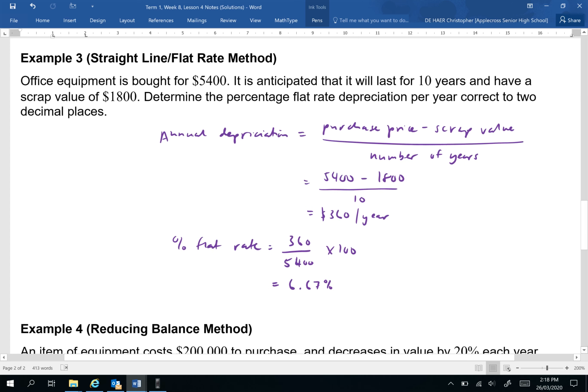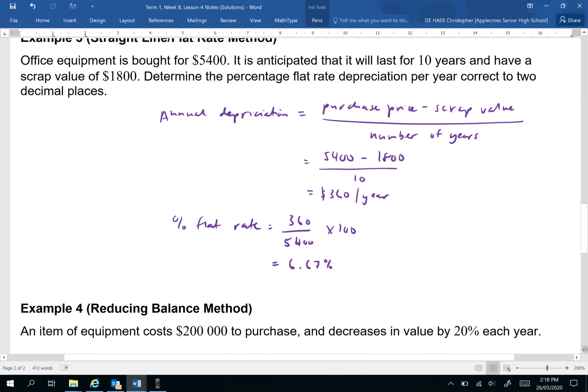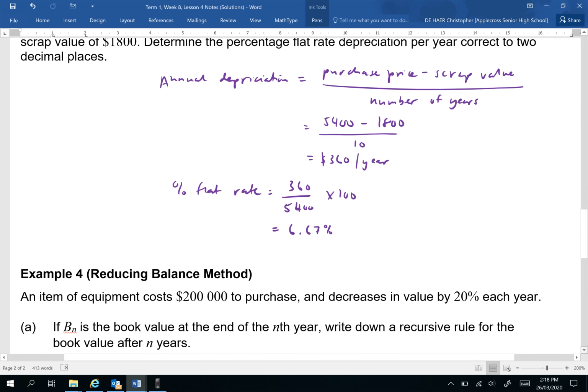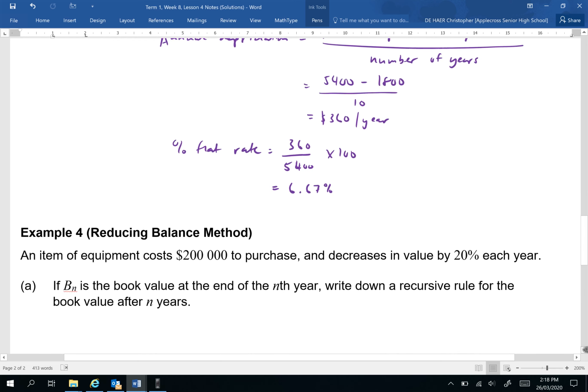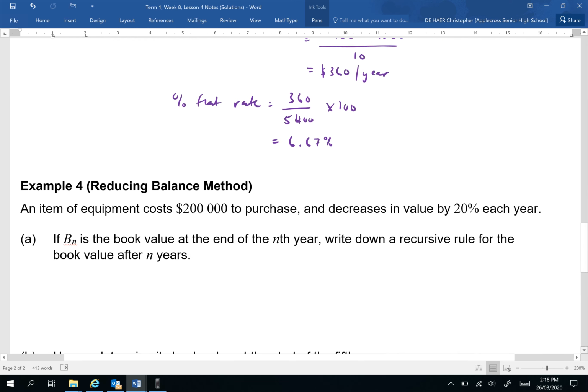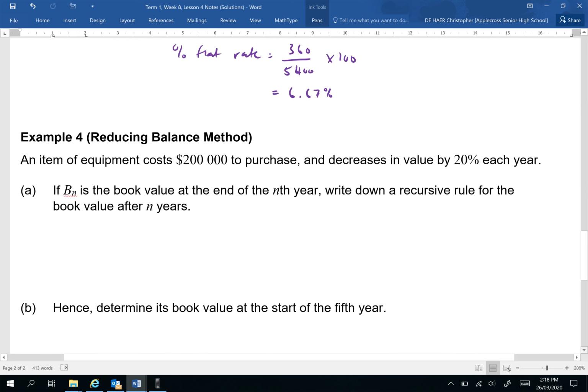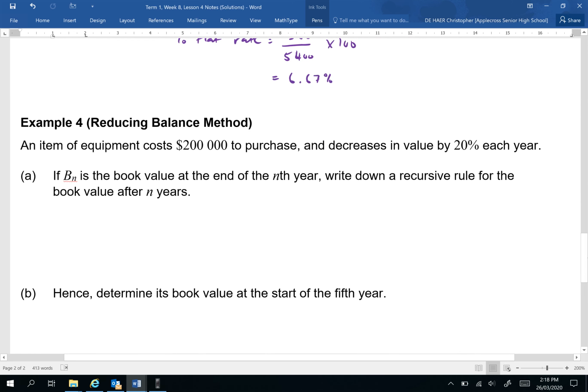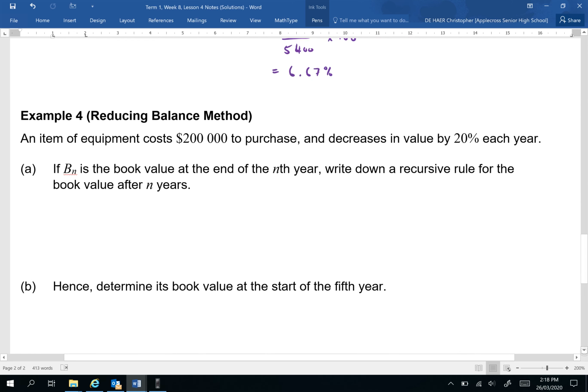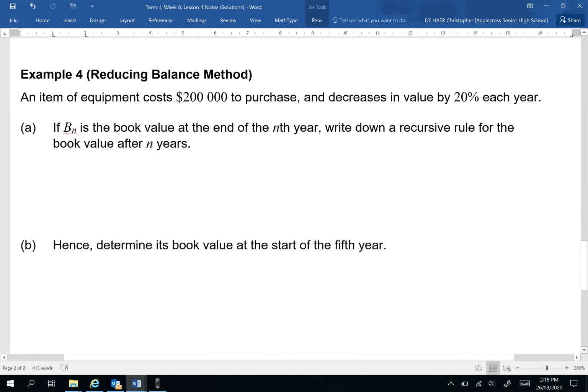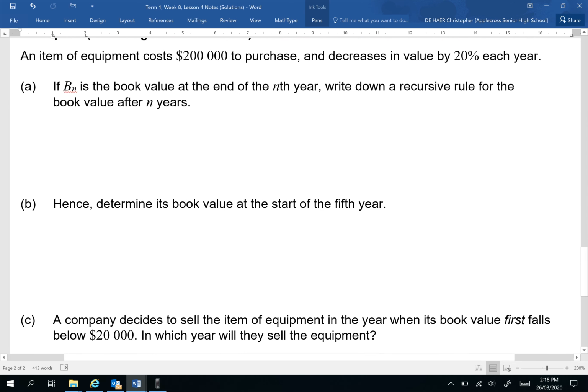In the last example, we've got a reducing balance method question here. So we've got an item of equipment, costs $200,000 to purchase and decreases in value by 20% each year. Now, because it's reducing by 20%, this is now going to be a geometric progression type question.